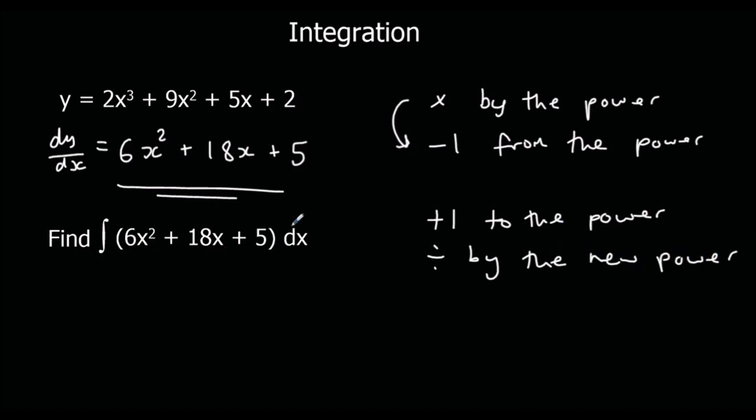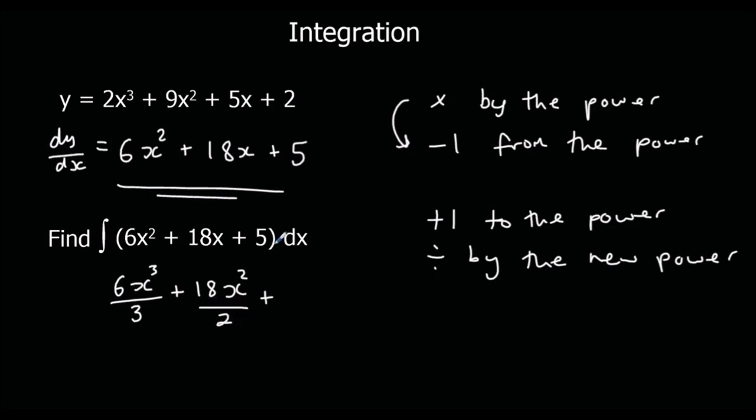Okay, so now we're going to integrate this. It says find the integral. This funny symbol means find the integral. So find the integral of 6x squared plus 18x plus 5. That's what we got by differentiating with respect to x. So the process: add 1 to the power, and then divide by the new power. Add 1 to the power, divide by the new power.